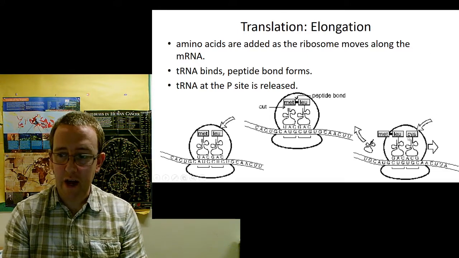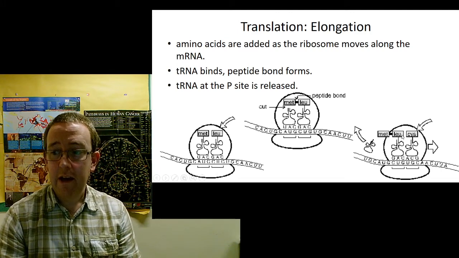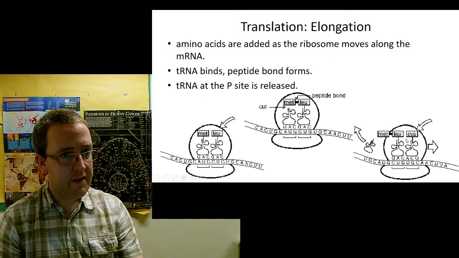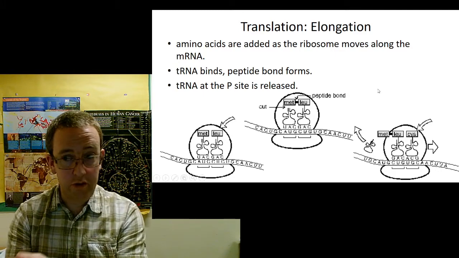You can also guess what's going to happen here between this leucine and this cysteine here. You're going to get another peptide bond forming, okay? And as you should know, that's a condensation reaction, right? That's going to produce water, and off we go.